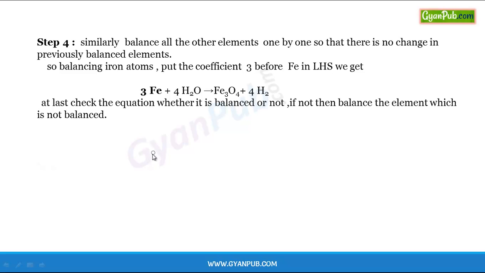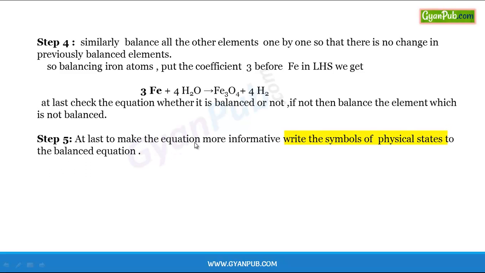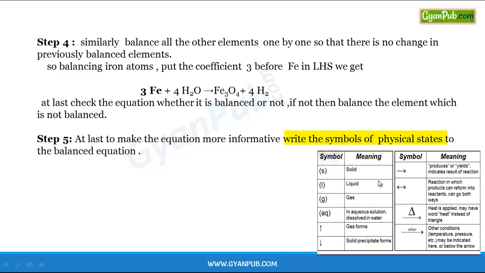So after balancing the equation, the last step is to make the equation more informative with the symbols of physical states. So we need to put the symbols of physical states on the balanced equation. There is a diagram of physical states here. For solid, we need to put a bracket with S in it. The S symbol represents solid, the L symbol represents liquid, the G symbol represents gas, and the AQ symbol represents an aqueous solution, dissolved in water.